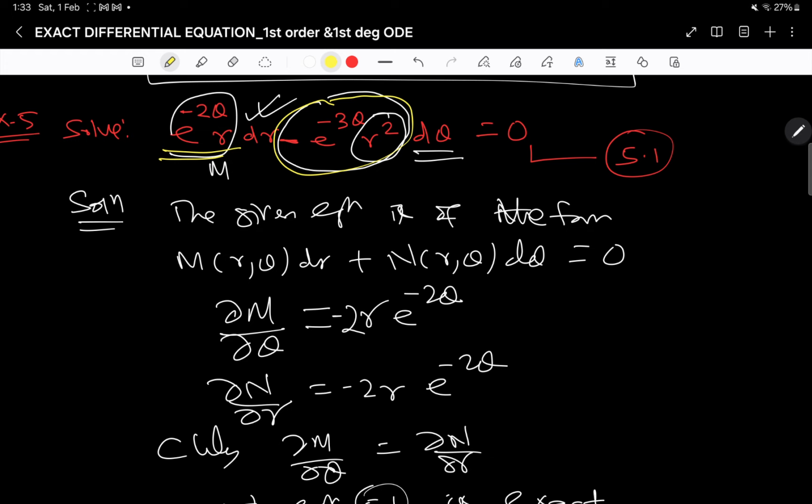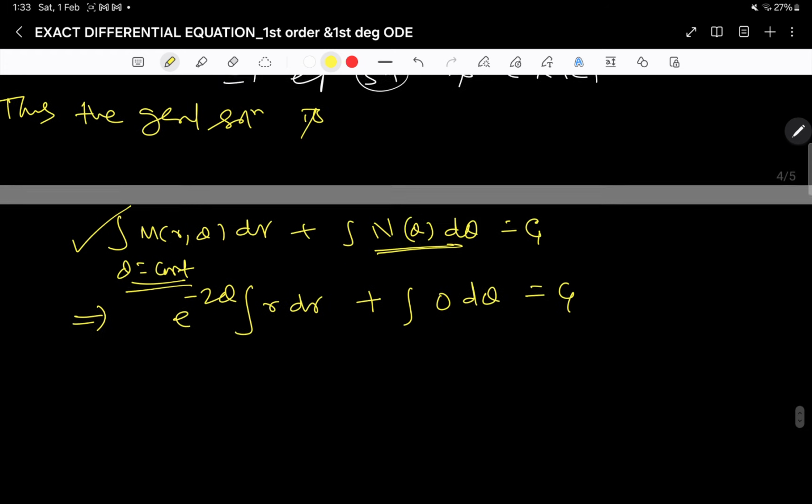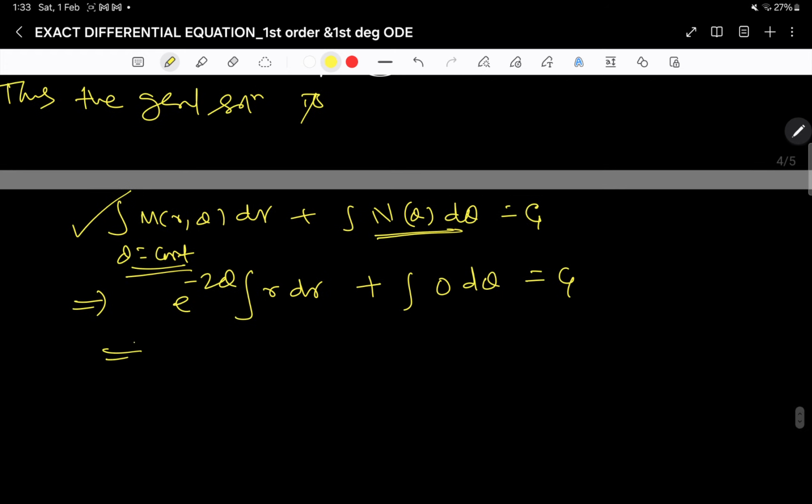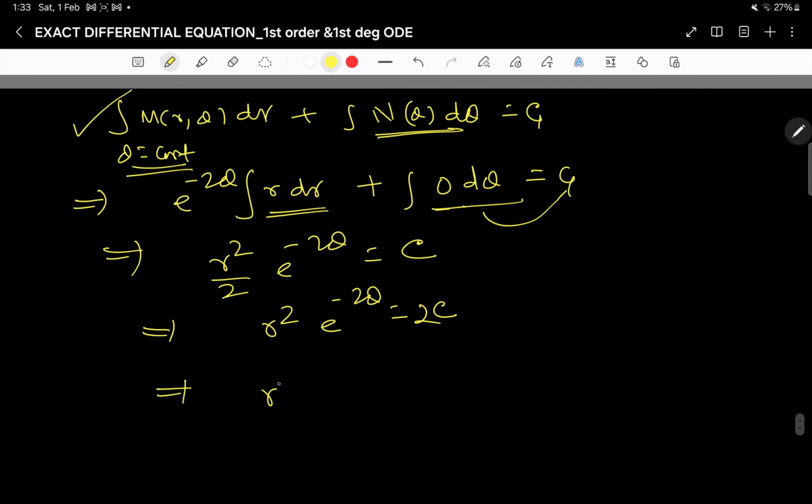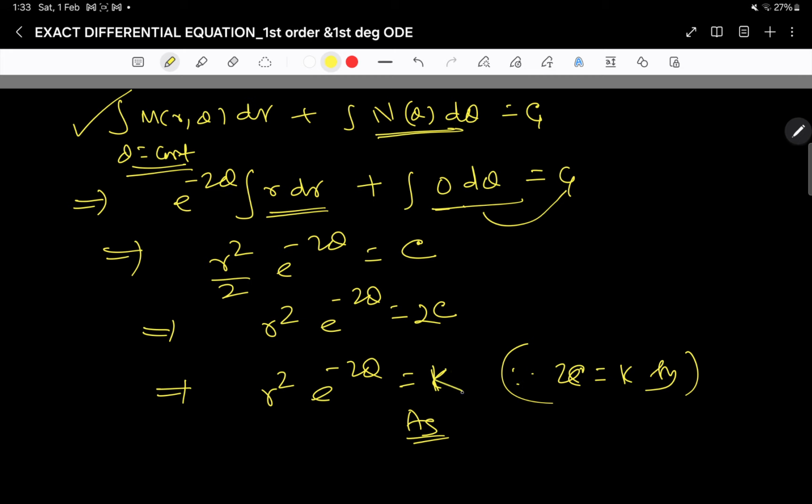Now here θ is treated as constant, so I write this as r²/2 e^(-2θ), and there is a constant, which is my c. So this implies r² e^(-2θ) is equal to 2c, or I can write r² e^(-2θ) is equal to k, say, where 2c is equal to k. So this is my answer.